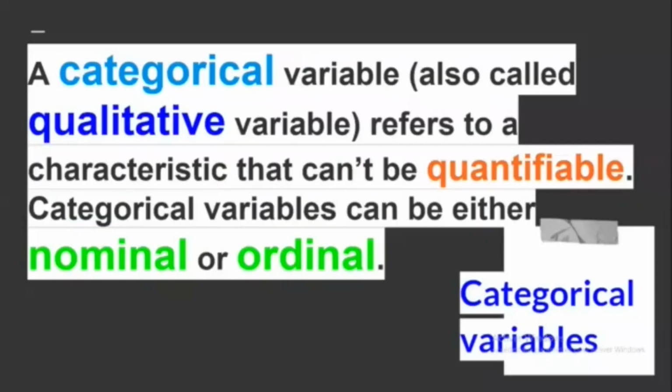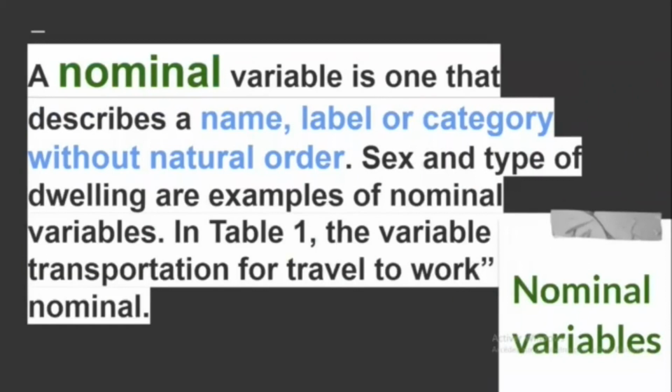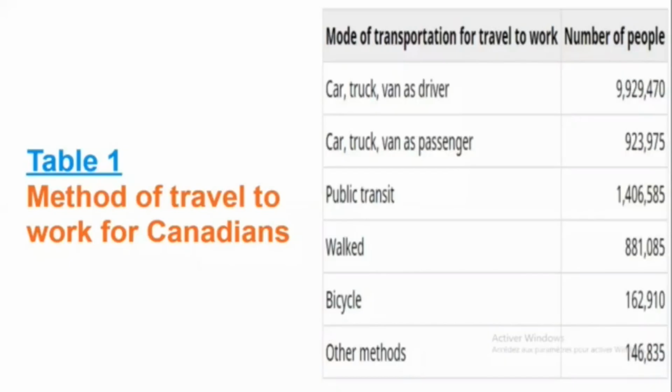Categorical variables. A categorical variable, also called qualitative variable, refers to a characteristic that can't be quantified. Categorical variables can be either nominal or ordinal. Nominal variables. A nominal variable is one that describes a name, label or category without natural order. Sex and type of dwelling are examples of nominal variables. In Table 1, the variable mode of transportation for travel to work is also nominal.